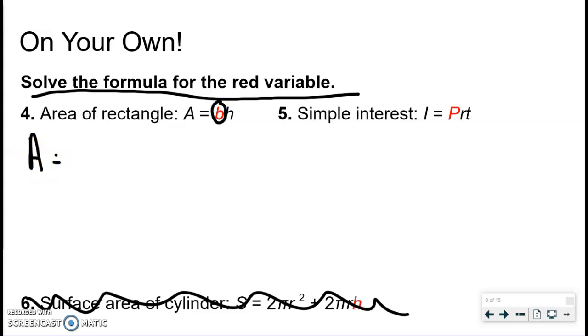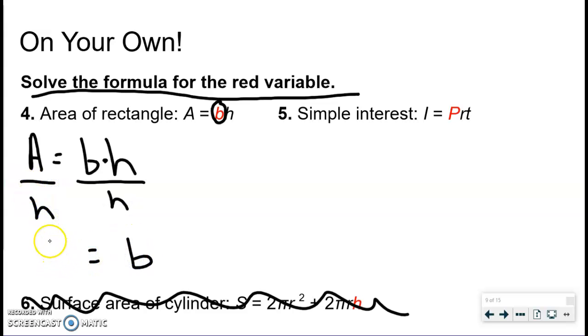So I have A equals base times height, right? Okay, area of a rectangle. Well, if I wanted to know, maybe I'm trying to figure out what the base is because I have the height and the area. Well, I want to think about what's happening to the b. It's being multiplied by h. To undo a multiplication, I divide by h. And to solve this out then, I would have b is the same as A divided by h, or my area divided by the height.